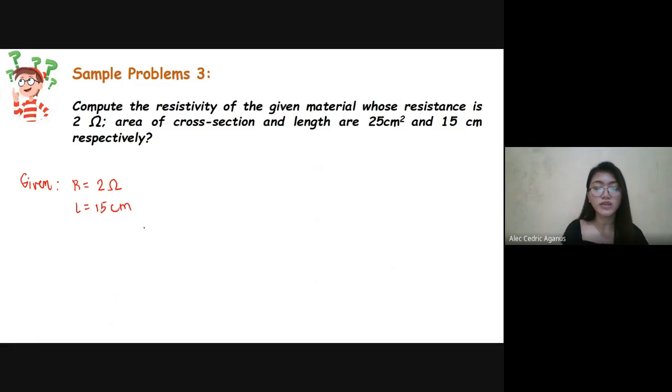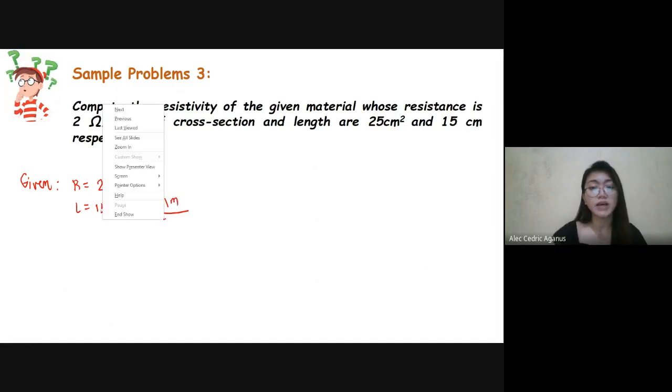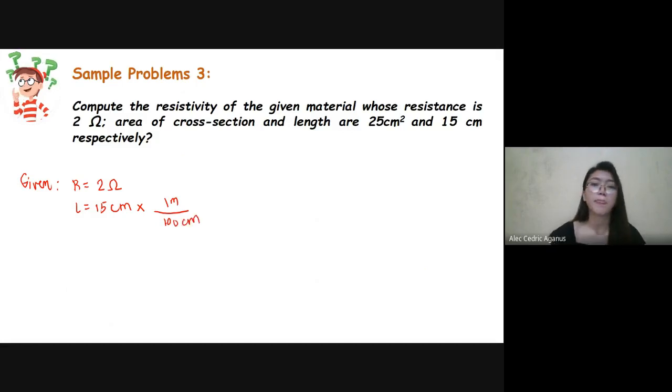We have to convert this 15 centimeters into meters. Therefore, let's multiply it by 1 meter divided by 100 centimeters, since 1 meter is equal to 100 centimeters. Cancel centimeter to centimeter. 15 divided by 100, that is 0.15 meters.